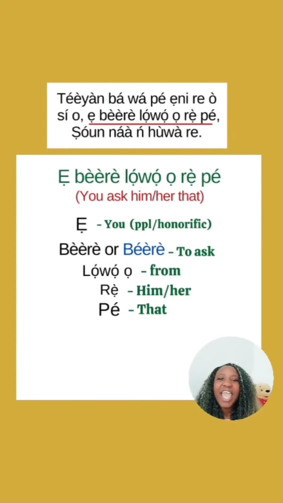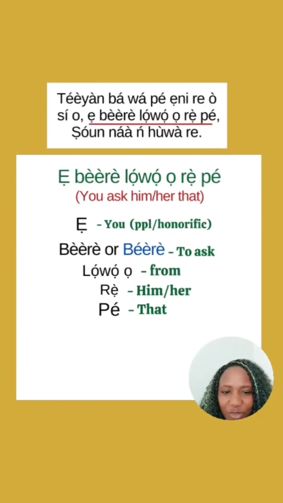Now, this is ẹ bèrè lọ́wọ́ rẹ̀ pé. Ẹ bèrè lọ́wọ́ rẹ̀ pé. Ẹ has two functions in this sentence. It is used as an honorific as well as saying you, as in a group of people.